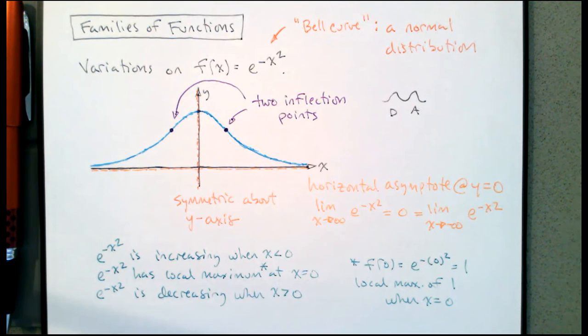So there's a lot we can get just by looking at the graph. We notice the symmetry. We can think about why that is. We have this horizontal asymptote at y equals 0. We see the function increasing, a local maximum, and then decreasing, and we see these two inflection points. These are just observations based on looking at the graph. We should justify all this.